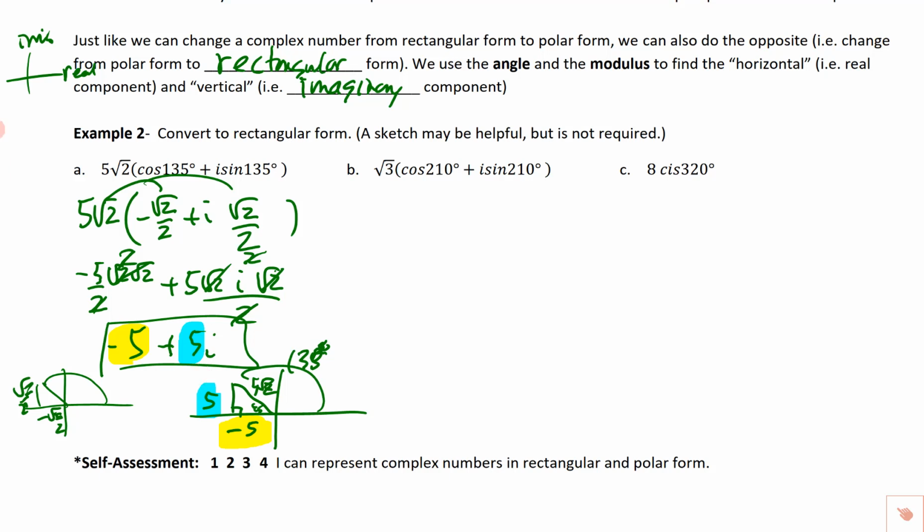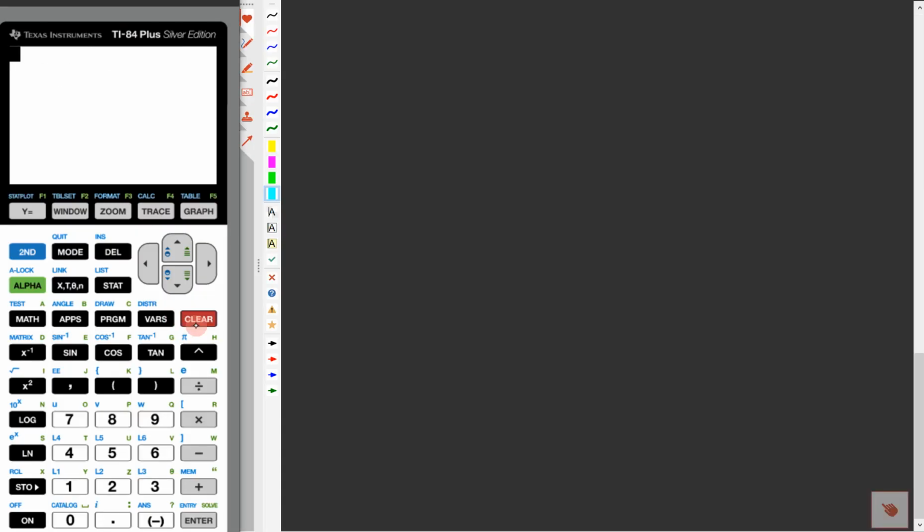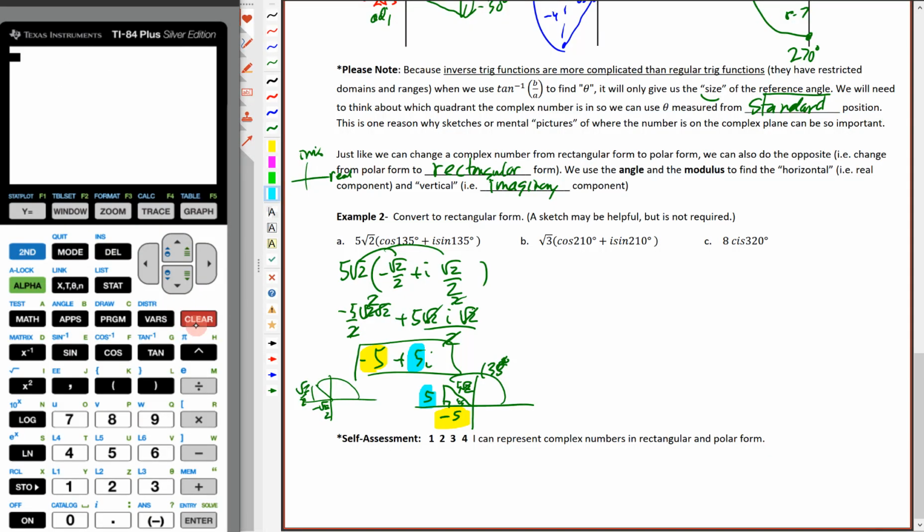Just to be on the safe side, I'm going to grab the calculator. I'll shrink this down a little bit. I want to show you that this will actually work out exactly. I'm going to do 5 square root 2, and then multiply it by the cosine of 135. I'm in degree mode, so I'm hoping this works. Look at that, negative 5, so we got that.